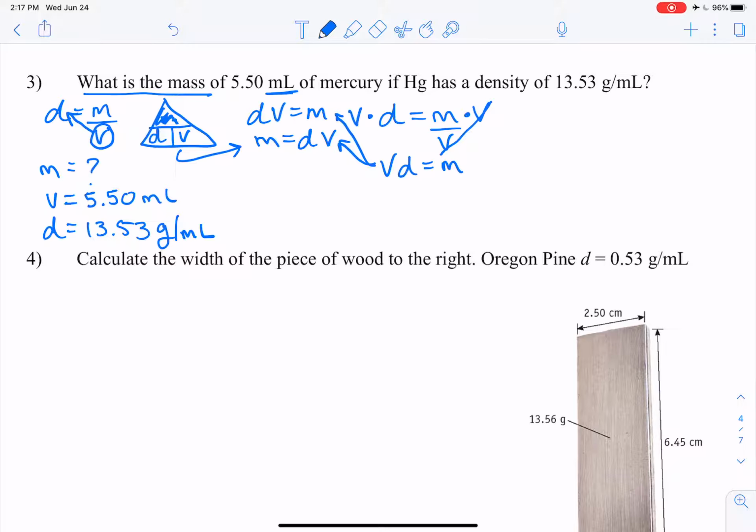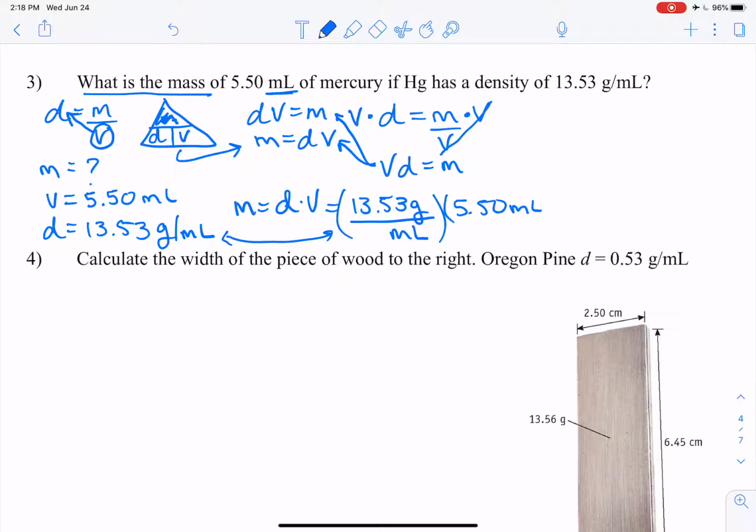Okay. So what we have is m is equal to d times v, and the density is 13.53 grams, and this time we're going to put milliliters in the denominator on purpose so we can see what we're going to be canceling out. Again, this is exactly the same as that. It's just two different ways of writing it. And then we're going to have 5.50 milliliters multiplied by that 13.53 grams per milliliter.